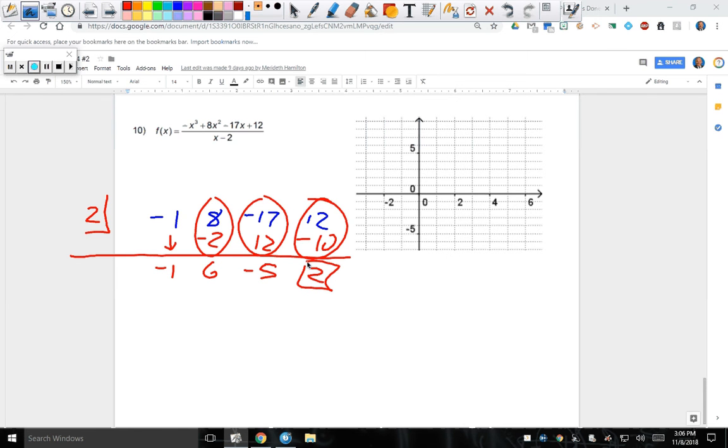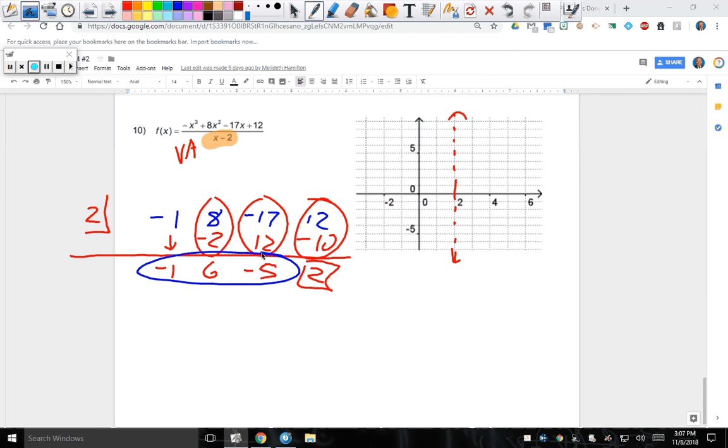Because I have a remainder, that means I know that an x minus 2 will not exist in the numerator. And if it doesn't exist, that would cancel to a hole in the graph. That leads me to believe that this x minus 2 has to be a vertical asymptote at x is equal to 2. You with me?